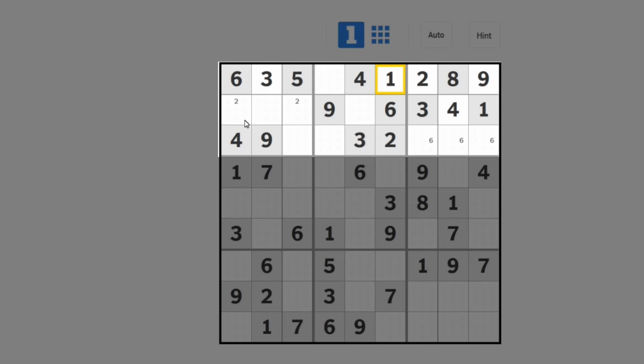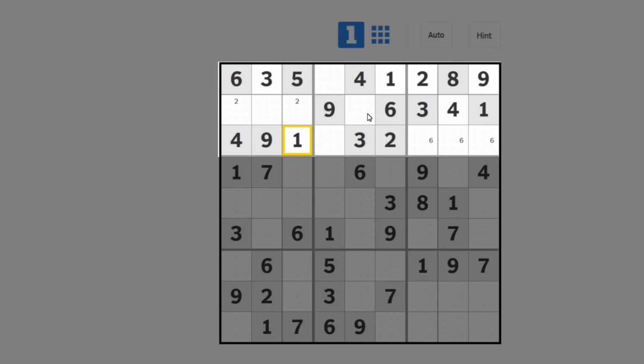And now we can move to this block. There cannot be a 1 in this row. First of all, because it's already filled in, and second, because we already just put a 1 here. There cannot be a 1 in this row because there is already a 1 here. So now we know that the number 1 must go here.